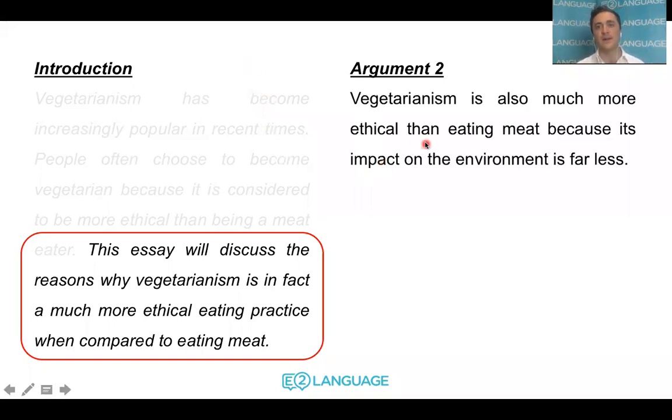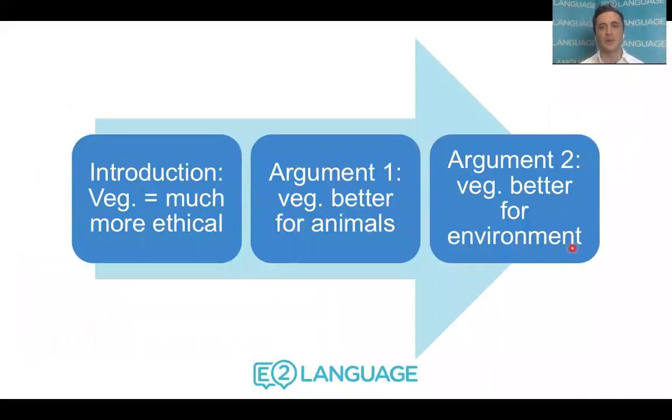Cool, let's have a look. So here's what I wrote for the first sentence of my second paragraph. It says, vegetarianism is also much more ethical than eating meat because its impact on the environment is far less. There's an ethical implication there with killing animals. There's an ethical implication with disturbing the environment. Cool. So this is how your essay should flow from the introduction, where you talk about vegetarianism being much more ethical than eating meat, okay? So you've started here. Then you needed to flow into vegetarian is better for animals, okay? More ethical for animals. And then your argument two, it's better for the environment.